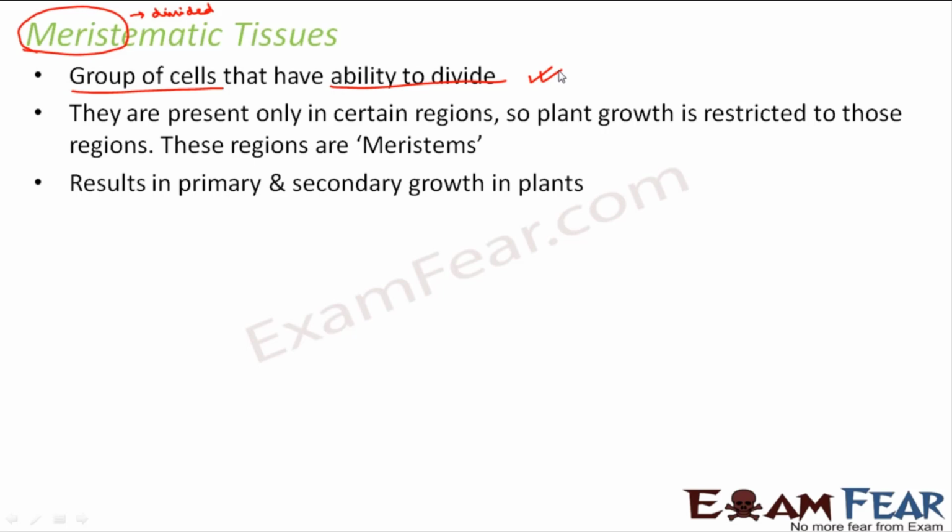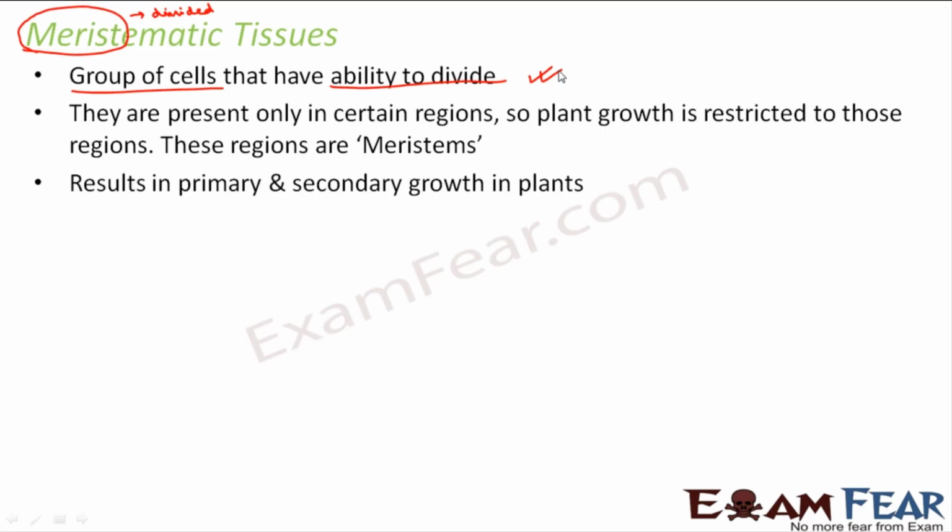Now, as I mentioned in my previous slide, in case of a plant, the growth is limited to specific regions, and those regions are known as the dividing regions. So what kind of cells should be present in those regions? The cells which can divide, right? Those cells group up together to form meristematic tissues.